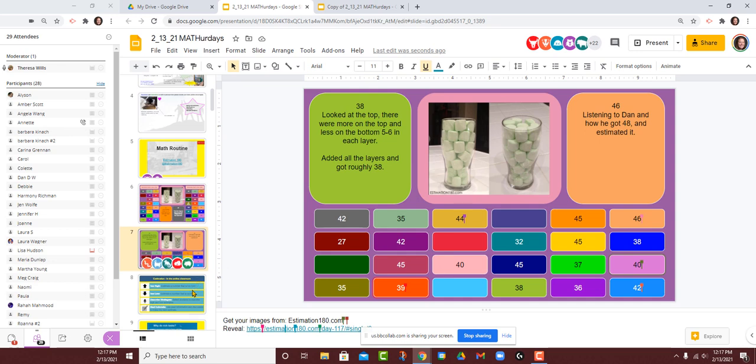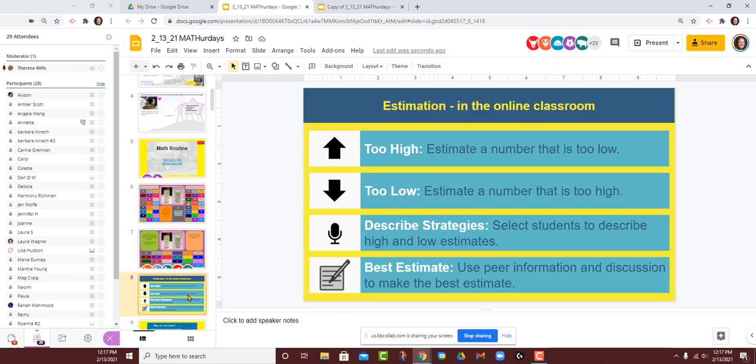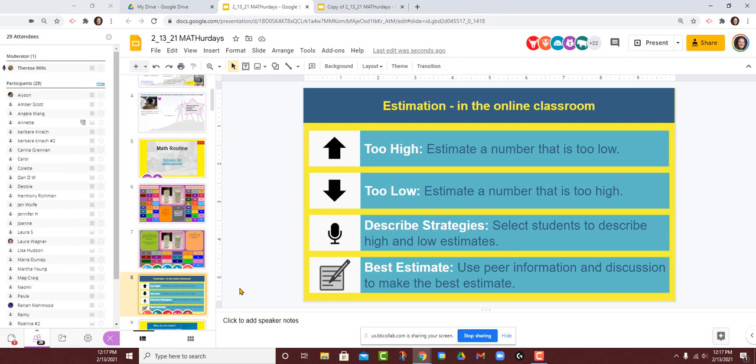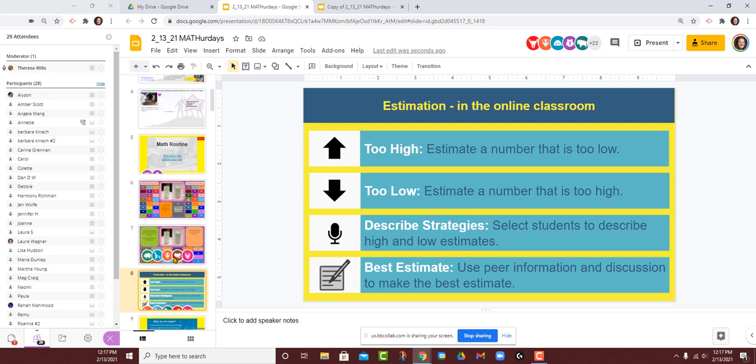Very cool. All right, folks, so the protocols that I used are on slide 8. I never try to say that there's one right way of doing things online, but I also like to showcase what I did in case that can help you all decide what you would like to do. So first I asked for a too high, then a too low. I made sure to honor student voice by having them describe their strategies before we move to the best estimate.